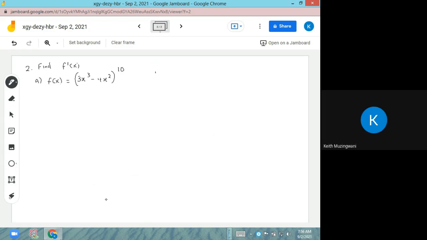So this is A. B, f of x is equal to negative x to the power 1 over 3 plus 4x to the power negative half, everything in the square root. We differentiate.